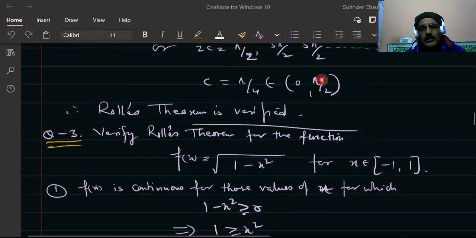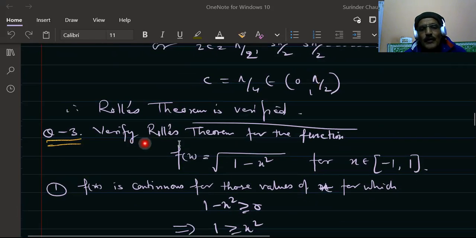Now the next problem is: verify Rolle's theorem for the function f(x) is equal to the square root of 1 minus x square for x belonging to the closed interval from minus 1 to 1.